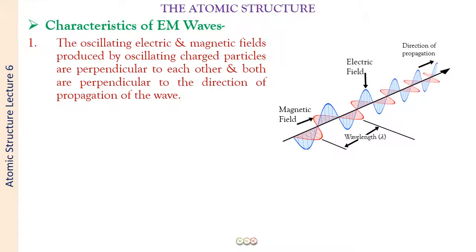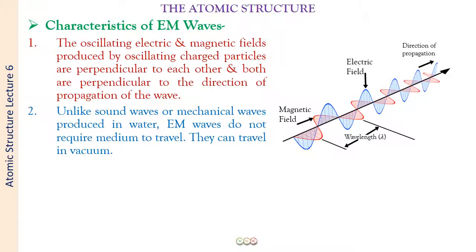So now the characteristics of electromagnetic waves. The first is that the oscillating electric and magnetic fields produced by the oscillating charged particles are perpendicular to each other and both are perpendicular to the direction of propagation of the wave. So if the wave is propagating in this direction, let it be the x axis, the electric and magnetic fields produced by this charged particle are perpendicular to each other and also perpendicular to the direction of propagation of the wave, right?